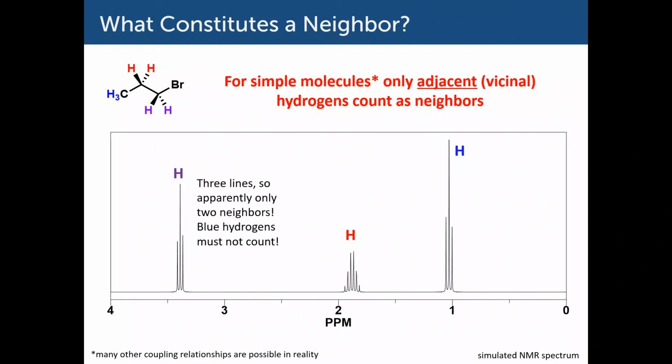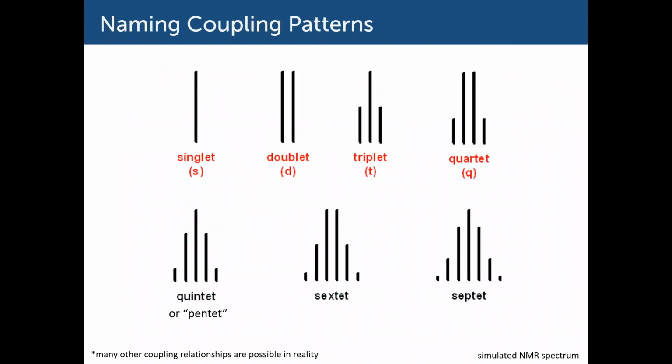And it has to be adjacent to you. Those things both have to be true to be counted as a neighbor. We also can describe the structures of these signals with respect to the number of lines and their relative intensities with names. And that's actually pretty common because it's easier to say a name than describe the number of lines in a signal. You're probably getting tired of me saying lines in a signal.